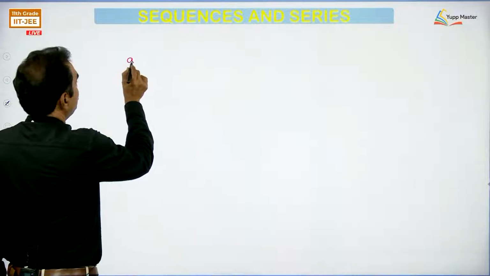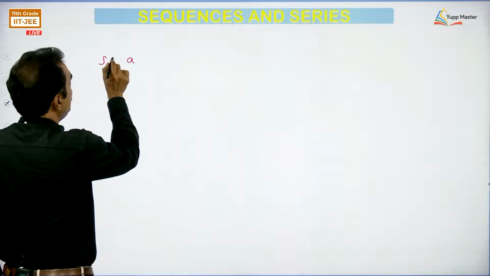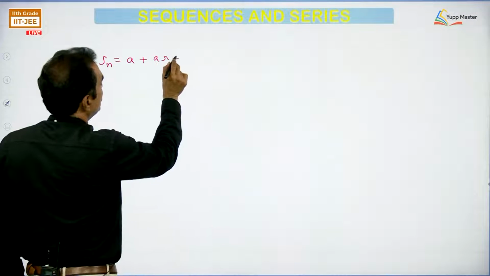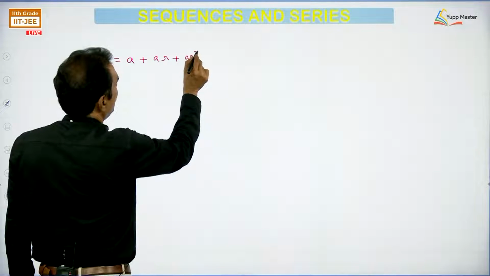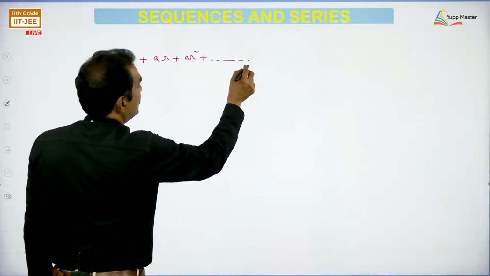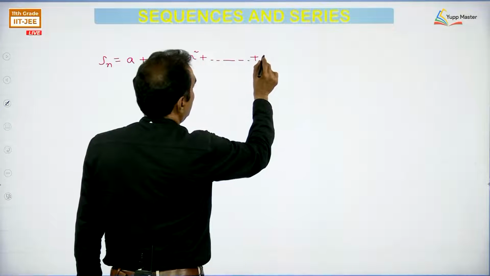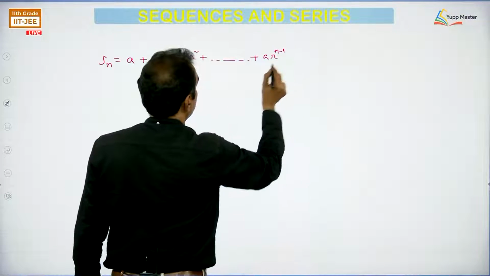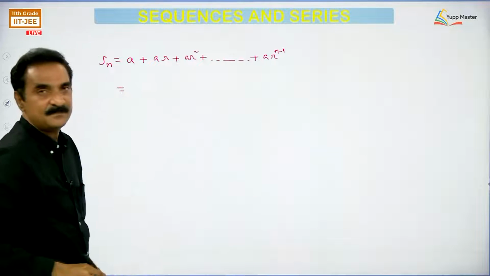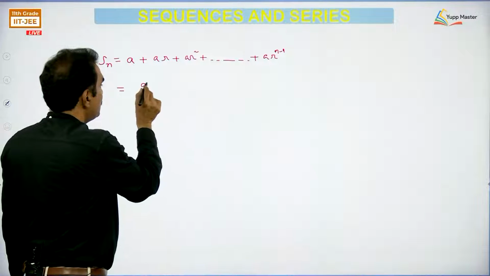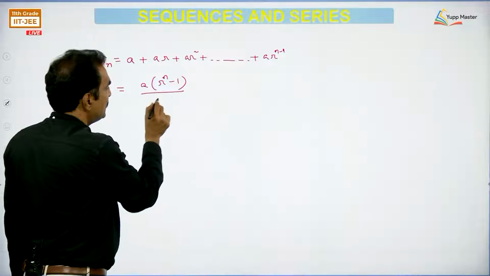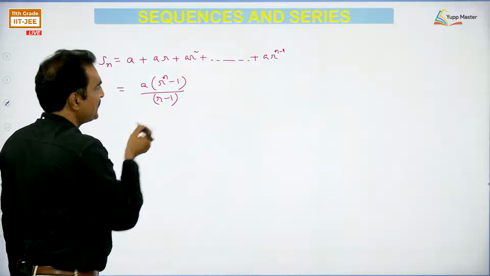You take sum of n terms of a GP, A plus AR plus AR square plus and so on, A r power n minus 1. What is the formula for the sum? If mod r is greater than 1, we have discussed the formula like this.